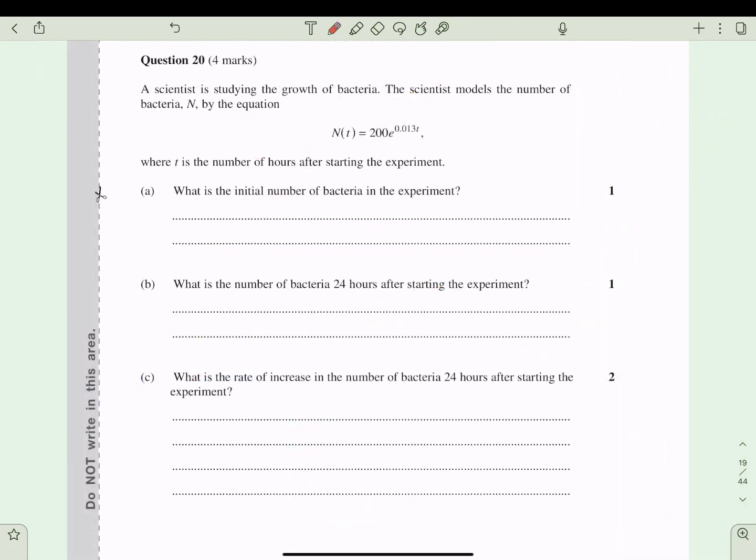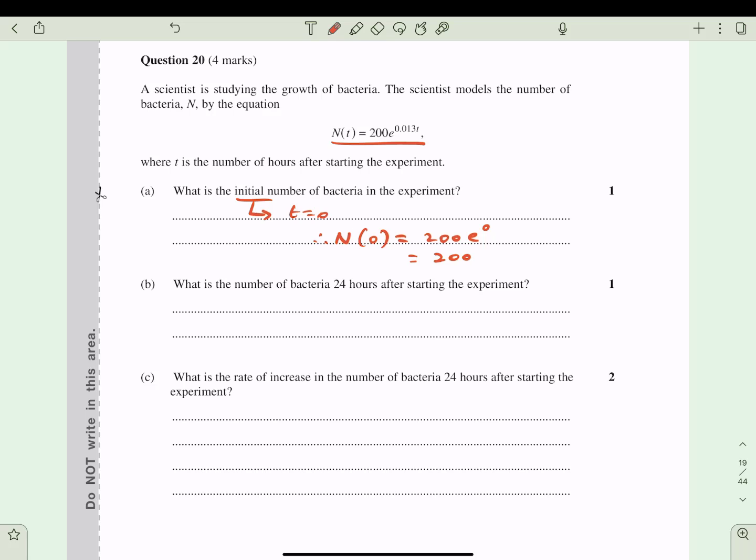Question 20. So here we have a scientist studying the growth of bacteria, and the equation for the number of bacteria is 200 e to the power of 0.013t. Now, what is the initial number of bacteria in the experiment? Whenever we see the word initial, we need to be thinking of when t equals 0, because that's when the start begins. So therefore, N0 equals 200 e to the power of 0. And since e to the power of 0 is equal to 1, that's just equal to 200.